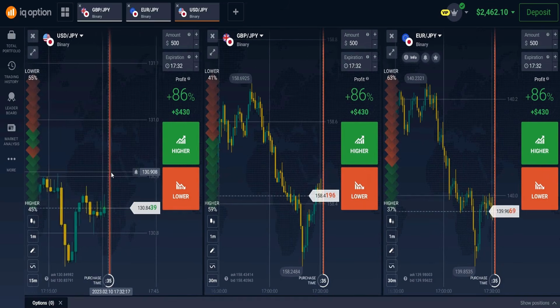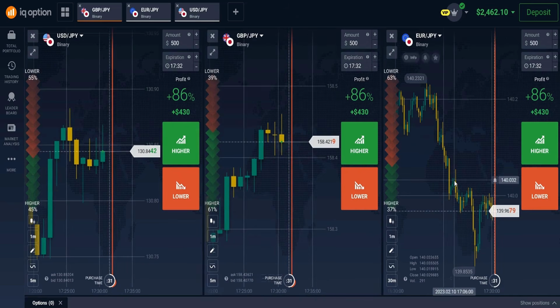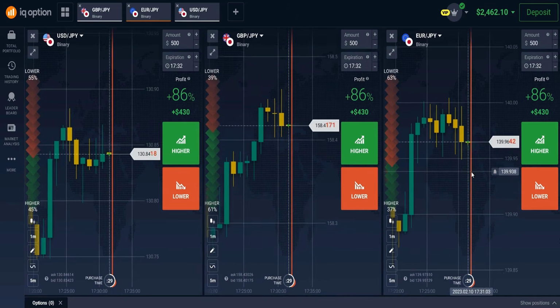Now that you understand the rules and logic clearly, let's move to the live chart and see how this strategy performs in real market conditions.